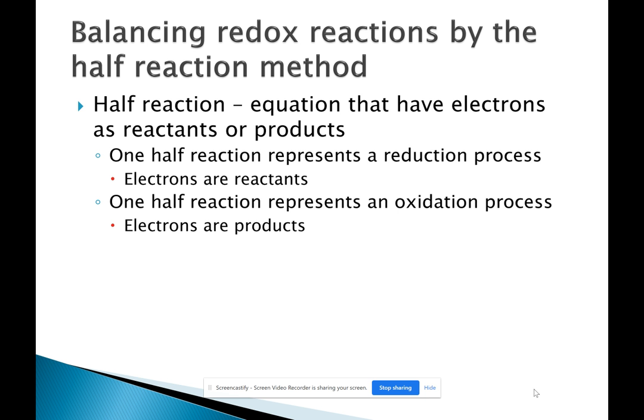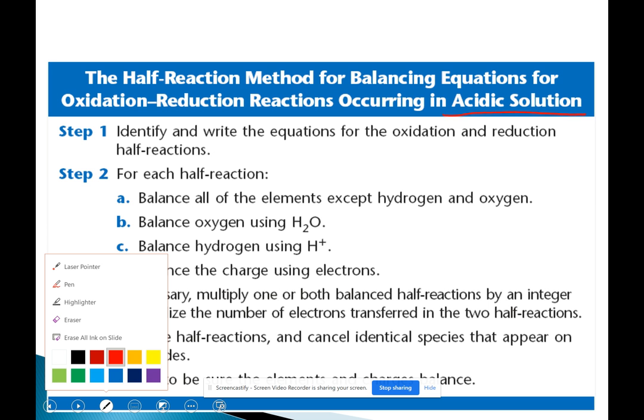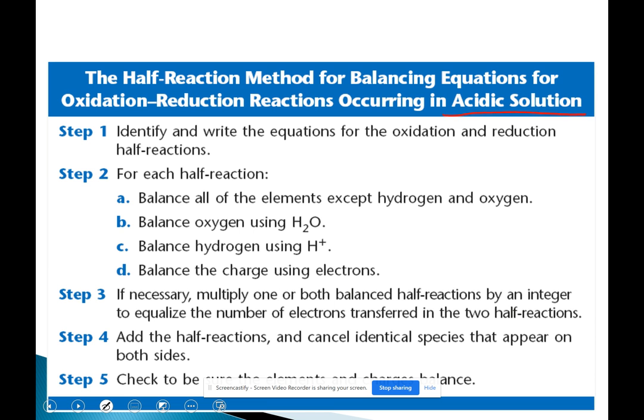And in that reaction, because reduction is a gain of electrons, electrons would be reactants. And then the other half reaction would represent the oxidation process. And since oxidation is loss of electrons, the electrons would be products. When we are balancing these, we are going to do so in acidic solution. So solution, of course, indicating that water is present. Acidic, indicating that there's hydrogen ions present.